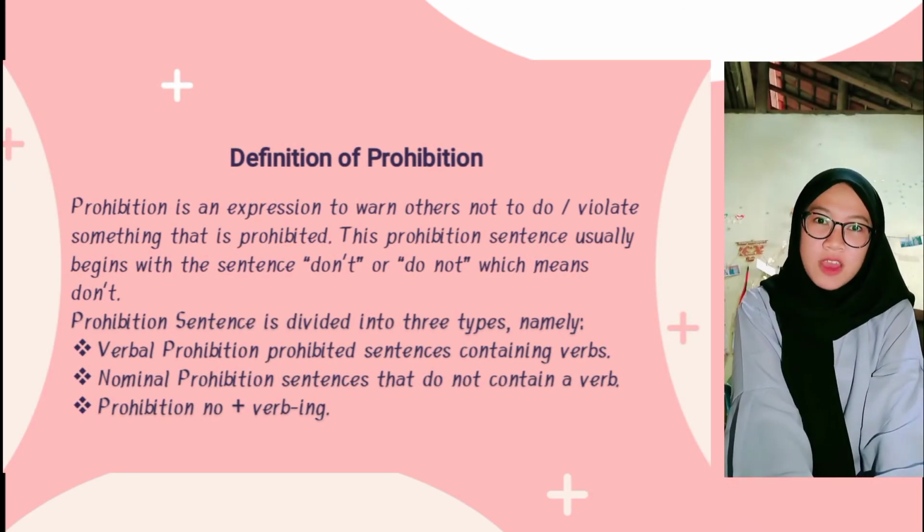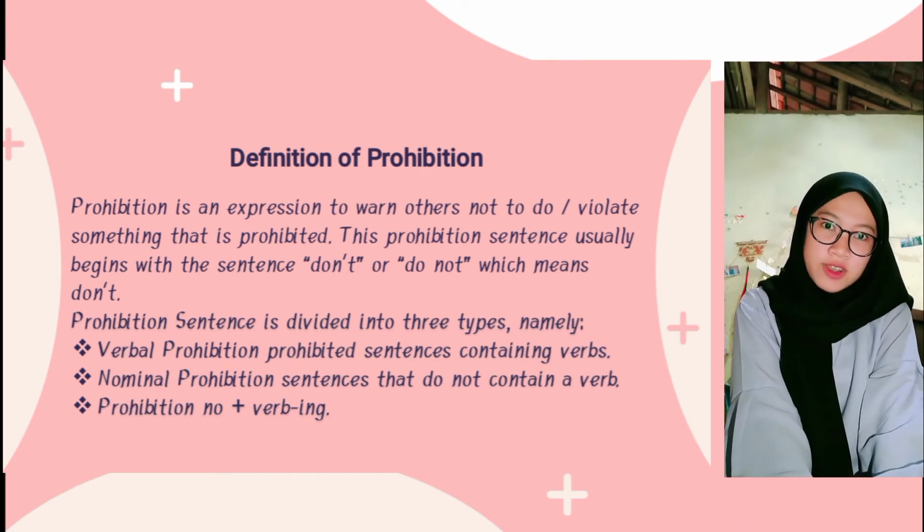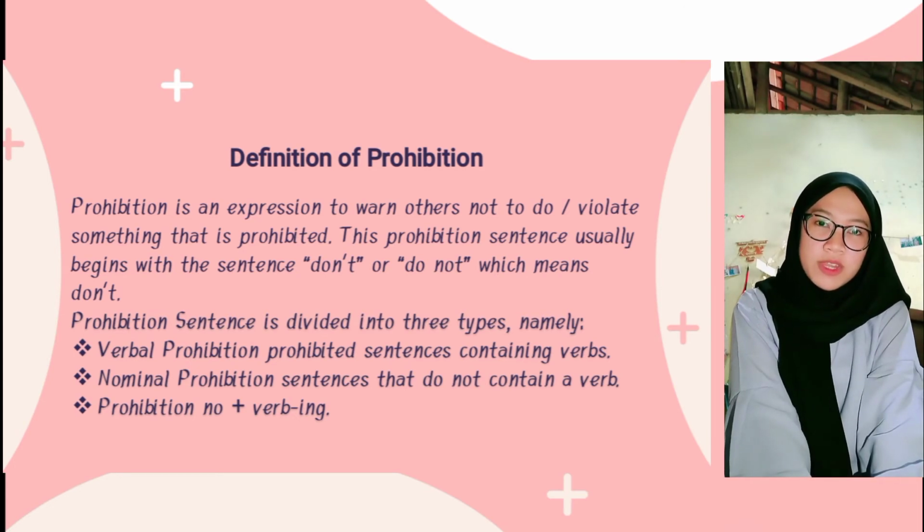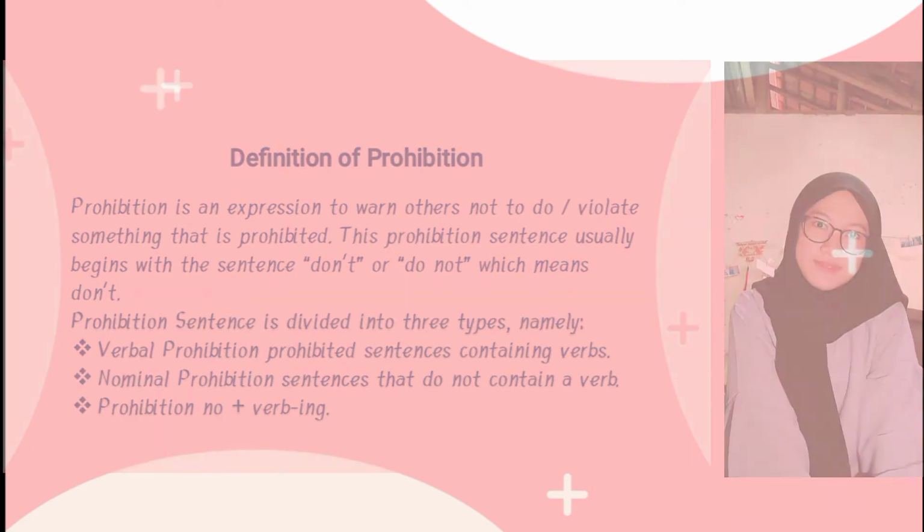Definition of prohibition. Prohibition is an expression to warn others not to do or violate something that is prohibited. This prohibition sentence usually begins with don't or do not, which means don't. Prohibition sentences are divided into two types, namely: 1. Verbal prohibition, a prohibition sentence containing verbs. 2. Nominal prohibition, a sentence that does not contain a verb. Prohibition: no plus verb in.